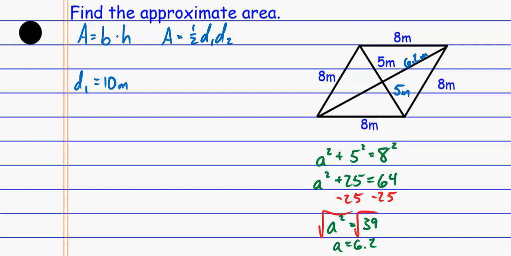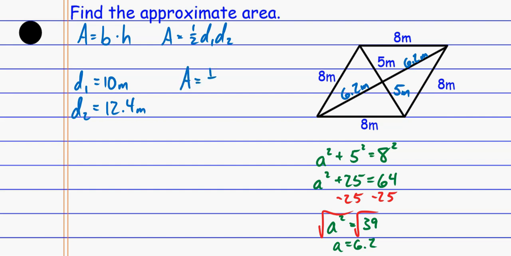But once again, because it's a rhombus, the diagonals bisect each other. So that means this is also 6.2. And now using some of my other properties, segment addition specifically, I now know that that second diagonal is a total of 12.4 meters long. Okay, and so now from here, I can plug it into this formula.